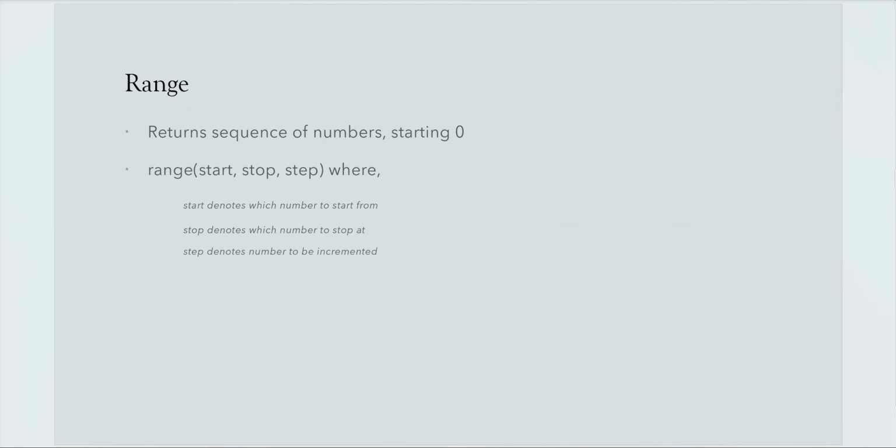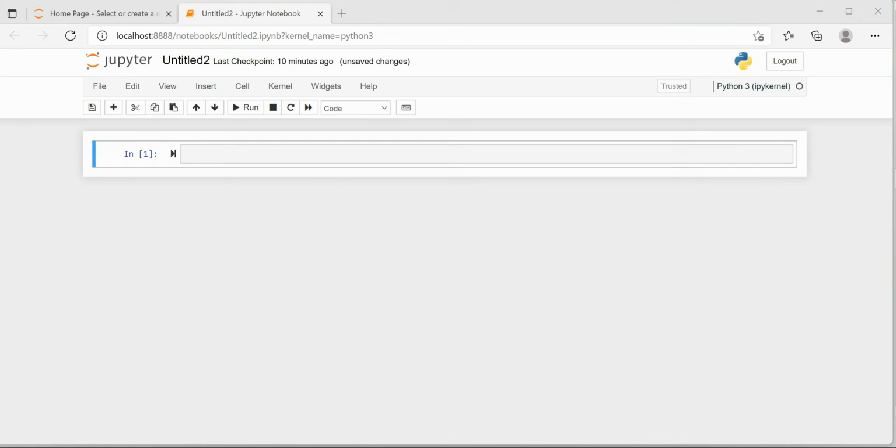It returns a sequence of numbers starting with 0, and it is a function which takes parameters as start, stop and step. Start denotes which number to start from, stop denotes which number you want to stop at, and step means how many steps you need to increment between start and stop. That's all you need to know about it. I can quickly show you using the code.